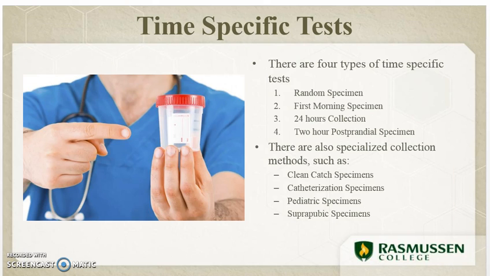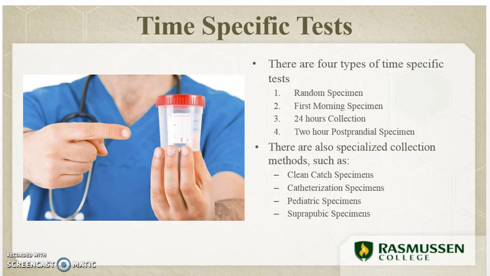Now, there are a few different time-specific tests. We have random specimens, first morning specimens, 24-hour collections, and 2-hour postprandial specimens. A random specimen is just as it sounds. It can be taken at any time of the day and is a non-sterile specimen. This is the most commonly collected urine specimen that you will deal with. The first morning specimen is considered the most concentrated because it has remained in the bladder overnight and is best for testing for pregnancy, urine cultures, and microscopic exams.